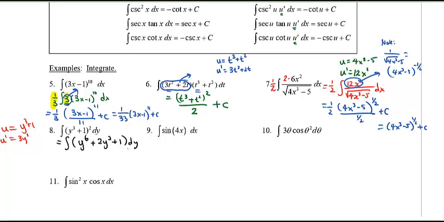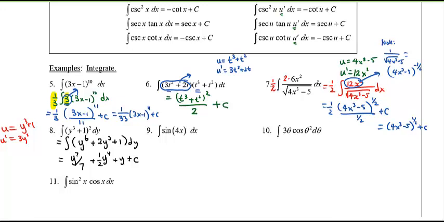So be careful. You don't always use reverse chain rule. It only works right now because that number I pull out in front of the integral sign is a constant. Number 8, that would not have been the case. 1/2, I believe. Okay, so there's your answer for number 8.